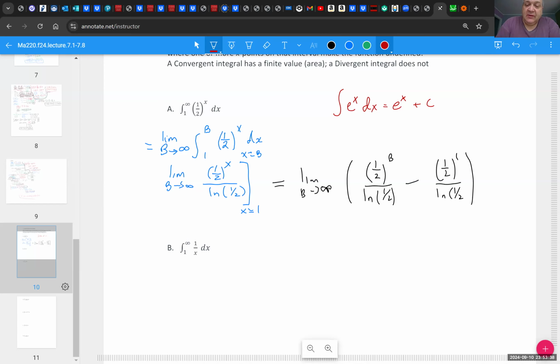But in this first expression here, b only occurs right here as an exponent. And 1/2 to the b, 1/2 times 1/2 times 1/2 times 1/2 gets smaller and smaller. If you remember that, any decimal less than 1 raised to the infinity is going to tend to 0. So this tends to 0 over ln of 1/2.